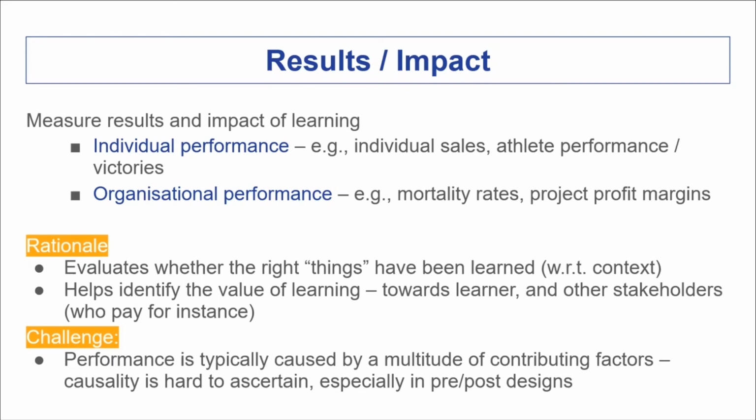So the rationale, of course, is to evaluate at a mid-level whether the right things have been learned, where the right is not defined by us as researchers, but by the context. So we all live in a social context that defines what is valuable to learn, and that is as true in academic situations in the school system as it is in work life. Thinking about this result and impact level also helps us identify the value of the learning towards the learner, but also towards other stakeholders who maybe pay for your research or who would maybe pay for the research outcomes for the intervention. The challenge is, of course, that performance is, of course, caused by a multitude of contributing factors.